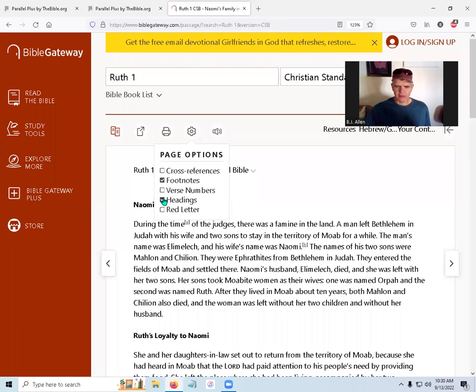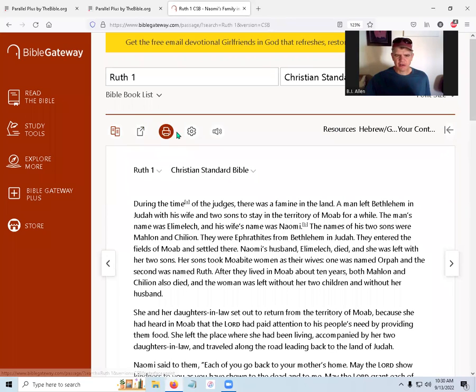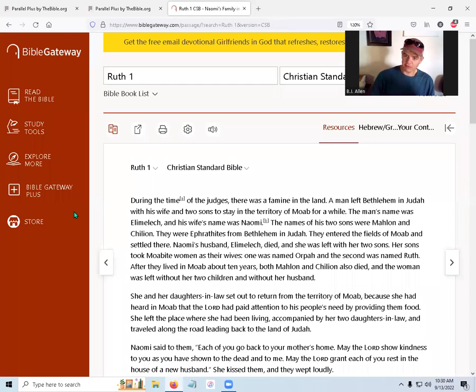We'll try it. No verse numbers, no headings. We'll see what happens. And now, what's this? Share, print. That's print. That's add. But if I hold the control button on my keyboard and I hit plus, it makes my screen bigger. If I hold the control button and hit minus, it makes my screen smaller.